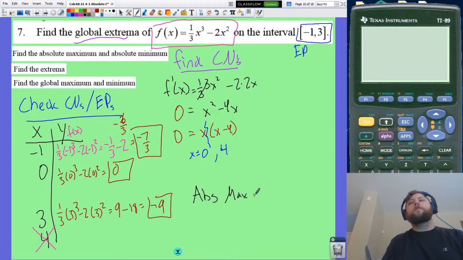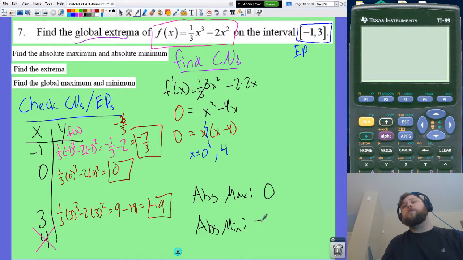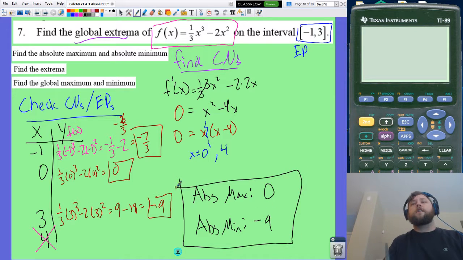Now that I've done that work, what is the absolute max? The biggest y value out of these 3 is going to be 0. My absolute minimum is going to be -9. -7/3 is -2 1/3, so it's -9. That's how you do these. A little bit of work, I know, but you need some practice.